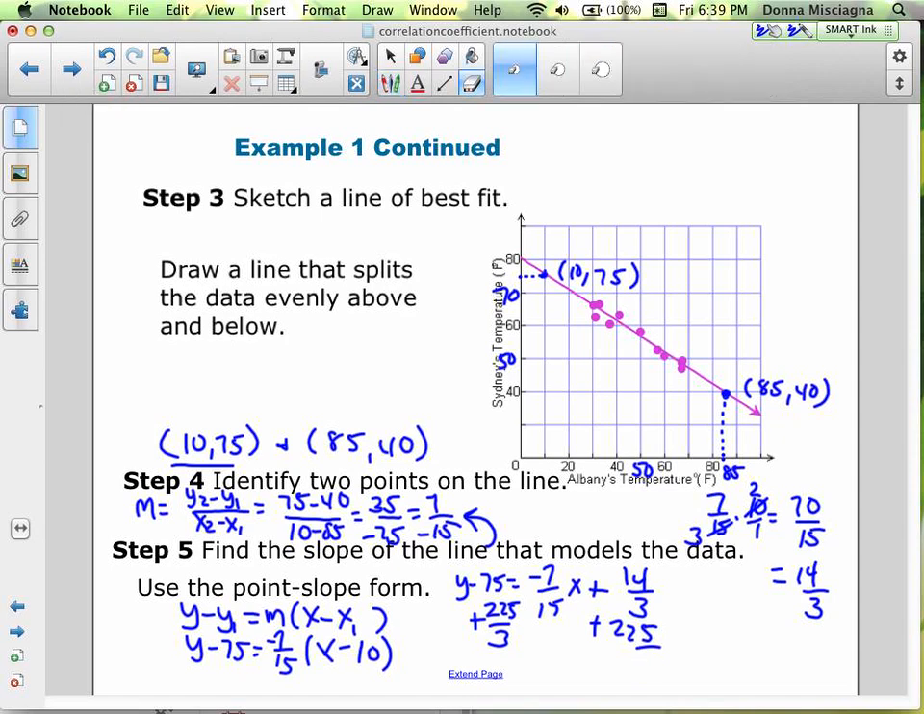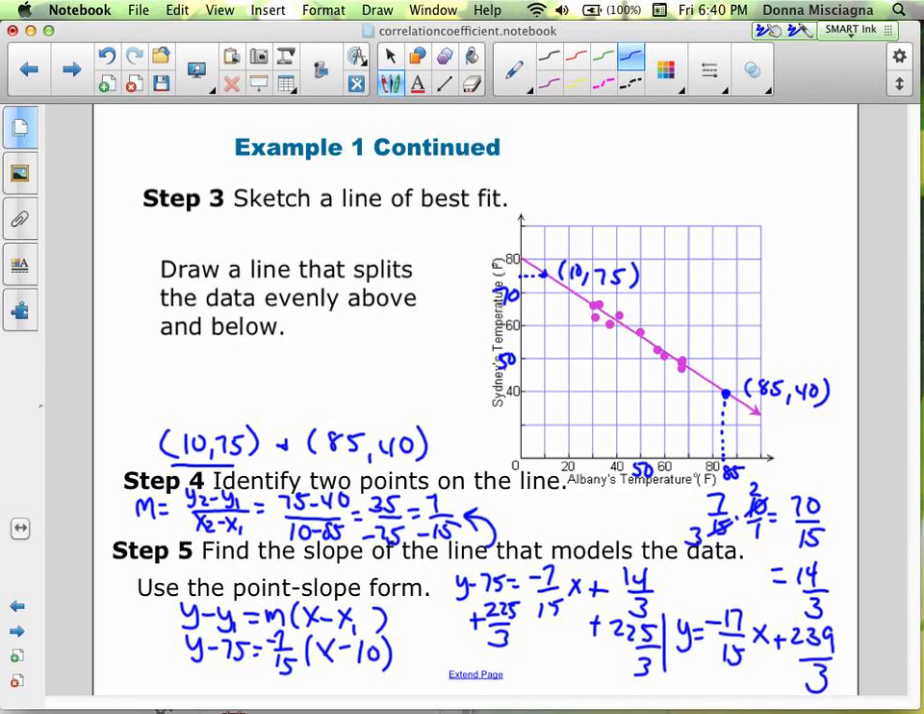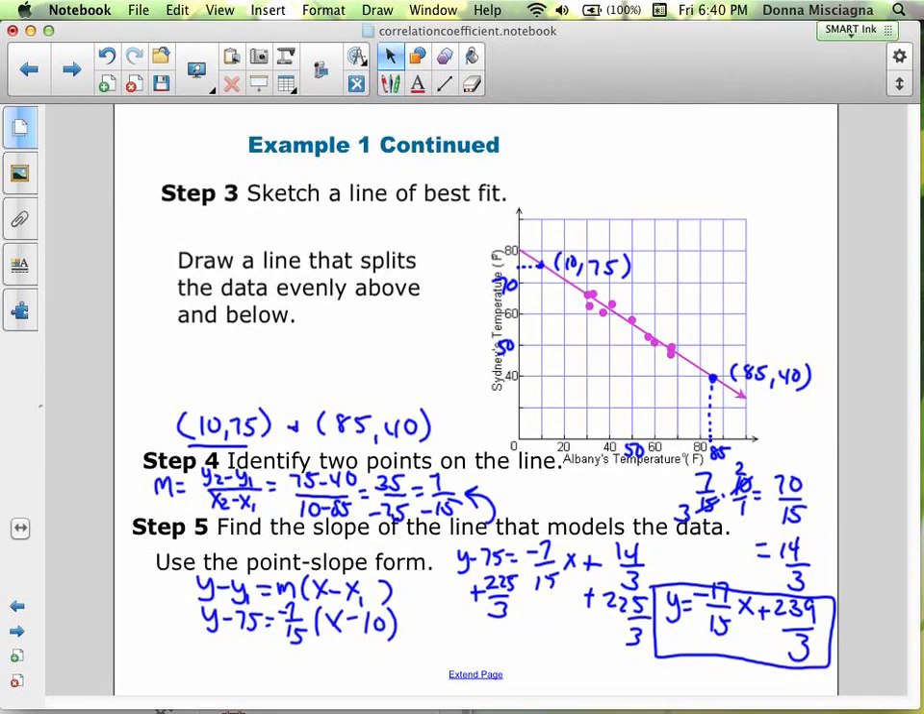Sorry if this podcast is a little long, but you mostly just had to listen to me. All right, so now we have y equals negative 7/15 x, and then we add those two together, and that's going to be 239 thirds. I was glad I didn't say 80 as a point, because really it's not at 80, and I really couldn't estimate how much it was over. It was just a teensy bit. Teensy bit sometimes is hard to estimate. Halfway point's easier to estimate. And there we go. That's our linear regression line.